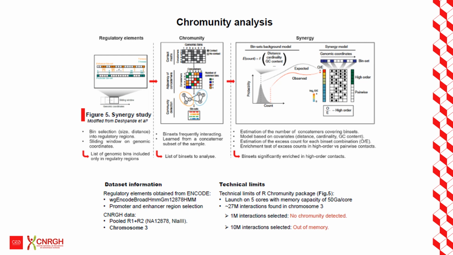From our local data, and only on chromosome 3 containing around 27 million interactions, we tested the computational limits of the package. We observed that no chromunity could be detected with only 1 million interactions, but with the recommended use of the package, we couldn't analyze more than 10 million contacts due to excess memory.